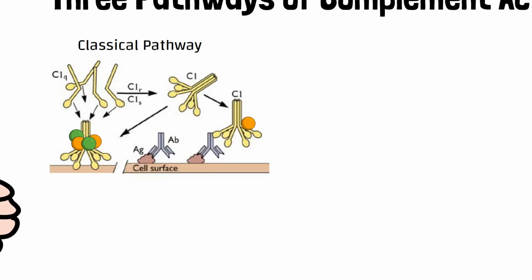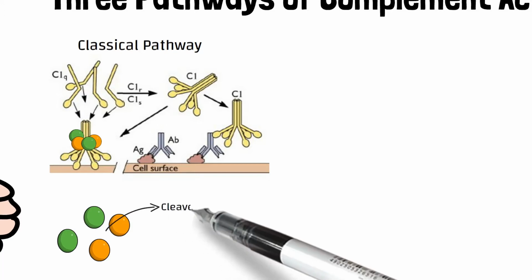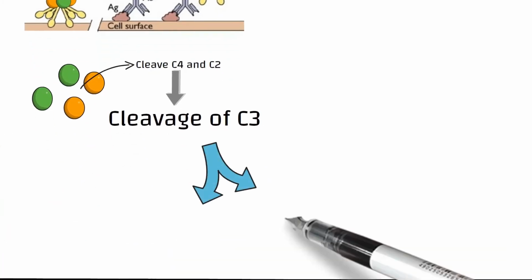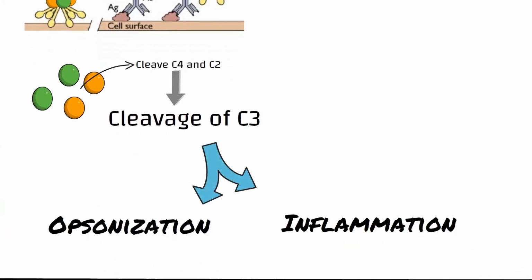To start the classical pathway, the C1q molecule must interact with 2 antibodies. Once attached, the C1r in the ring is activated. This will cause the second C1r and both C1s's to activate. The activated C1s will cleave C4 and C2, starting the complement cascade leading to the cleavage of C3 and the corresponding result of inflammation and opsonization.